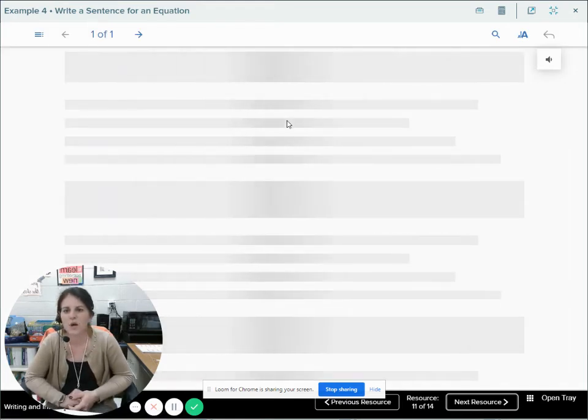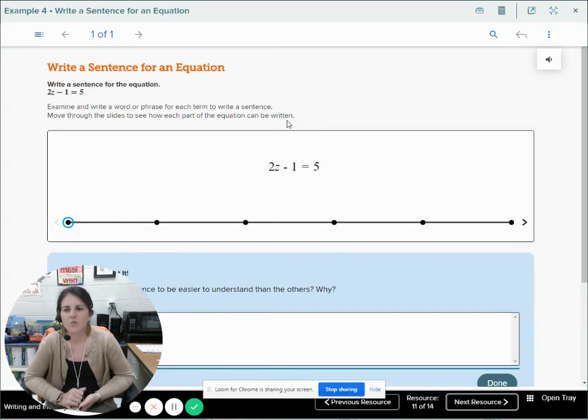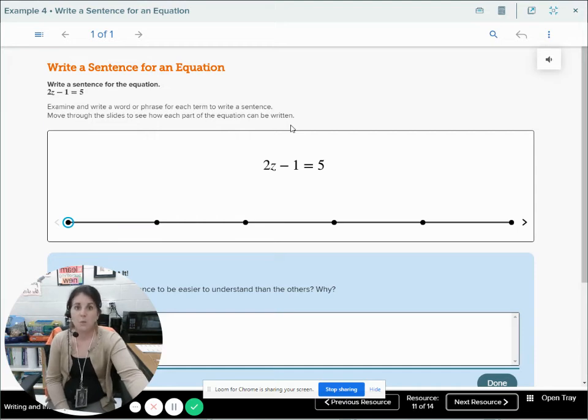Writing a sentence for an equation. Examine and write a word phrase for each term to write a sentence. Move through the slides to see how each part of the equation can be written. And there's not one exact way to word this.